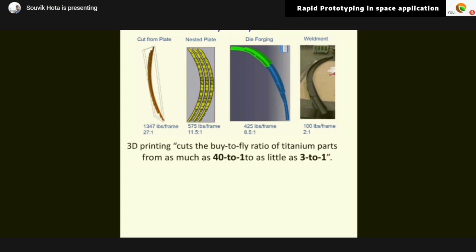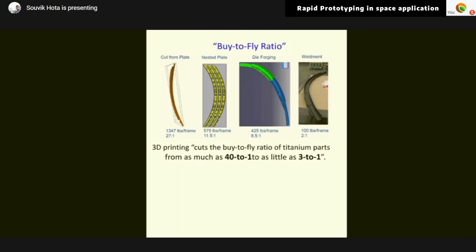Just to explain that, if I represent all this in grams, for titanium parts in conventional machining, if we are using 40 grams of titanium, we will be producing only 1 gram of component from that 40 grams. So 39 grams will be wasted. And in the case of rapid prototyping, you can see how the wastage has been reduced: we'll be using 3 grams to produce 1 gram of component. So the sudden decrement of that wastage directly reduces the buy-to-fly ratio of rapid prototyping parts.